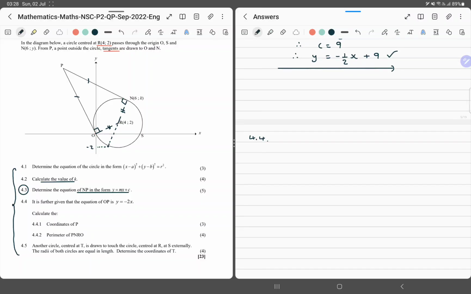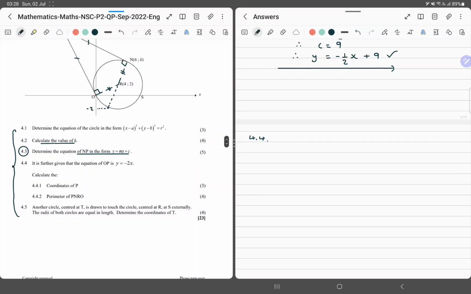4.4 says, it is further given that the equation of OP is y equals minus 2x. Okay, not a problem. Now we're told to calculate the coordinates of P. We know that at P, it is such that minus 2x is equal to this equation we just found, minus a half of x plus 9.